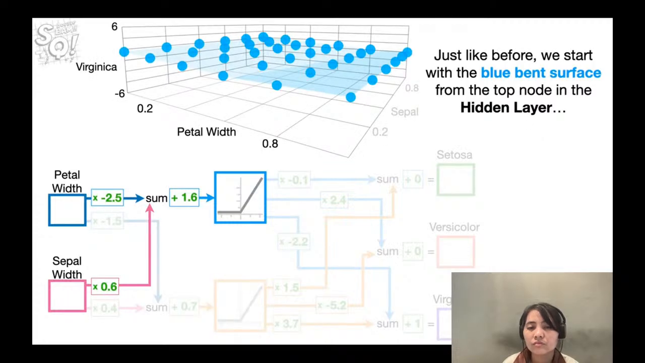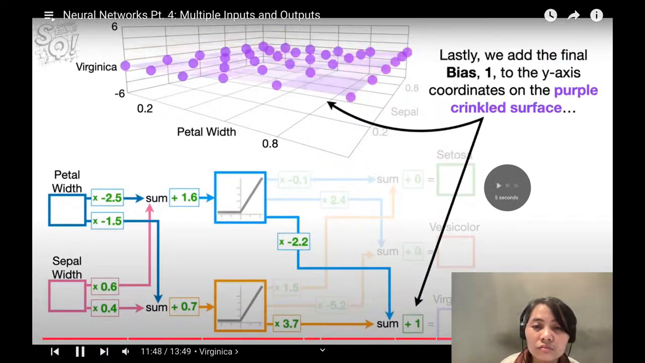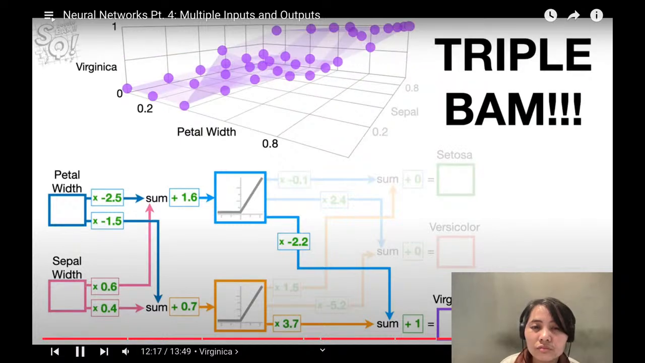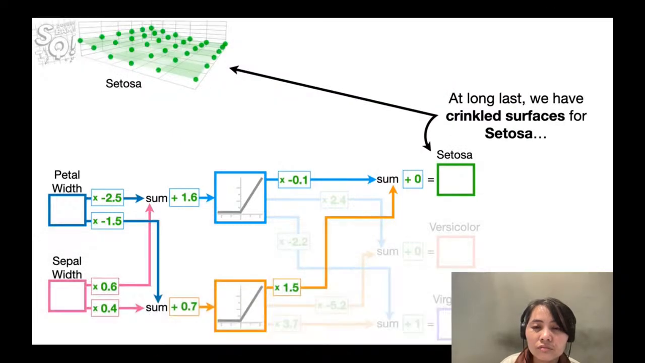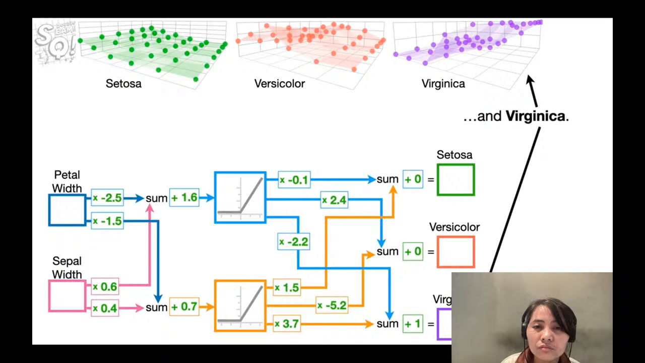Just like before, we start with the blue bent surface from the top node in the hidden layer. And so on, until we have the surface for virginica. Triple bam! At long last, we have crinkled surfaces for setosa, versicolor, and virginica.